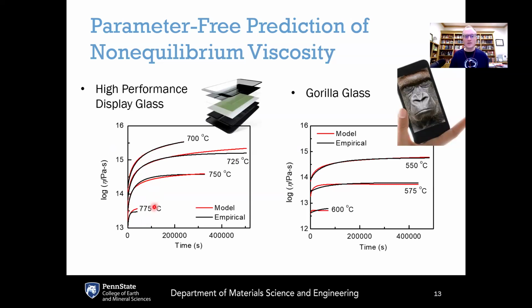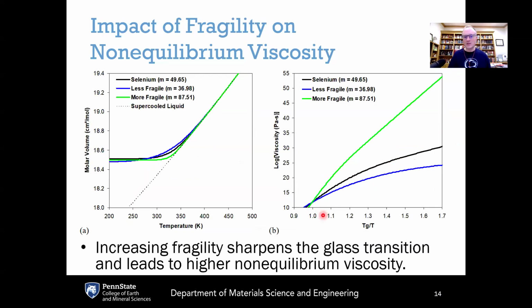The model results here in red for this particular high-performance display glass, and then the empirical results from an experiment shown in black. And again, there's excellent agreement for these isothermal holds at all four temperatures. Going to a somewhat lower temperature glass, Gorilla Glass, on the right, again, excellent agreement without any free parameters. So just putting in the glass transition temperature and the fragility of Gorilla Glass, you immediately get really good predictions of this non-equilibrium viscosity.